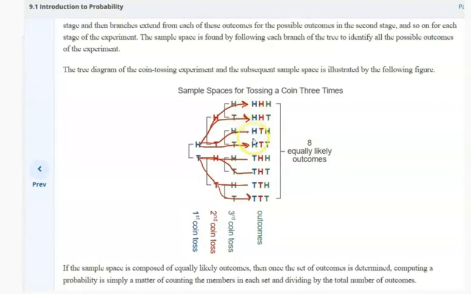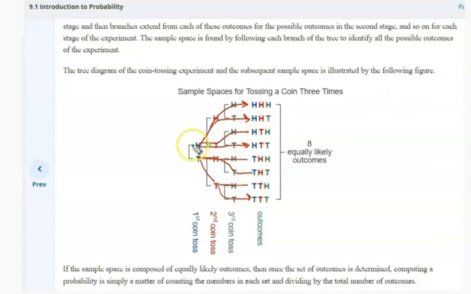Being able to make a chart like this is a useful tool because you could easily substitute a boy or girl for this, or any two items that you're going to do 3 times to get what the profile of the results would look like.